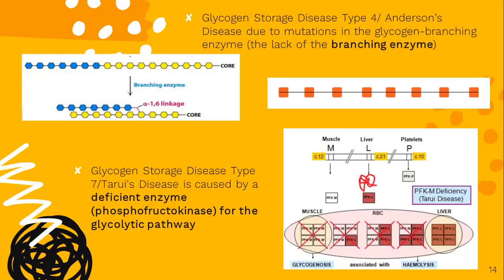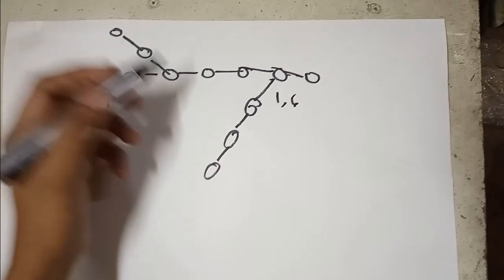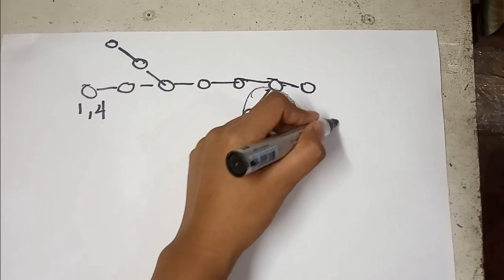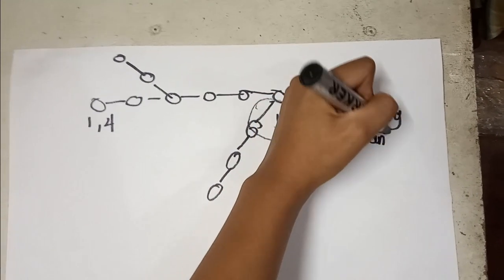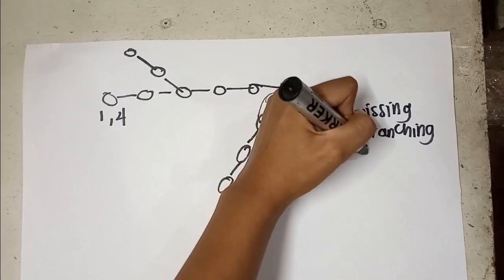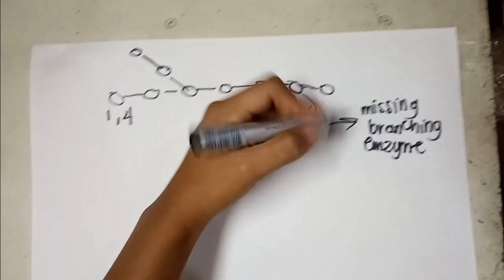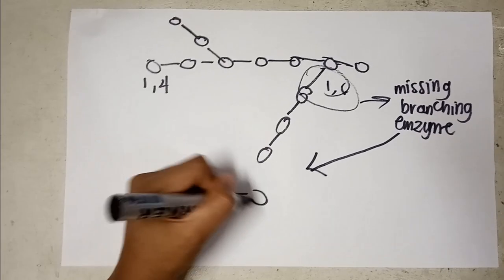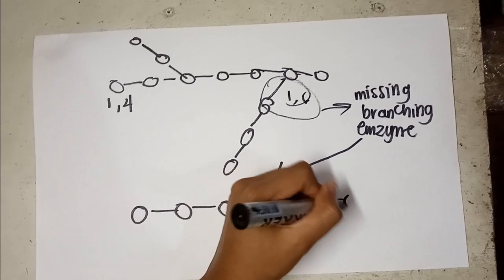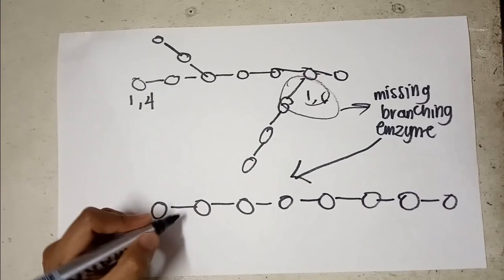So another glycogen storage disease is Andersen disease. This is caused by mutations in the glycogen branching enzyme. So Cori disease has no debranching enzyme, while Andersen's disease has no branching enzyme. So, without the branching enzyme to make the alpha 1,6 bonds, what happens is it's just a long chain of alpha 1,4 bonds.